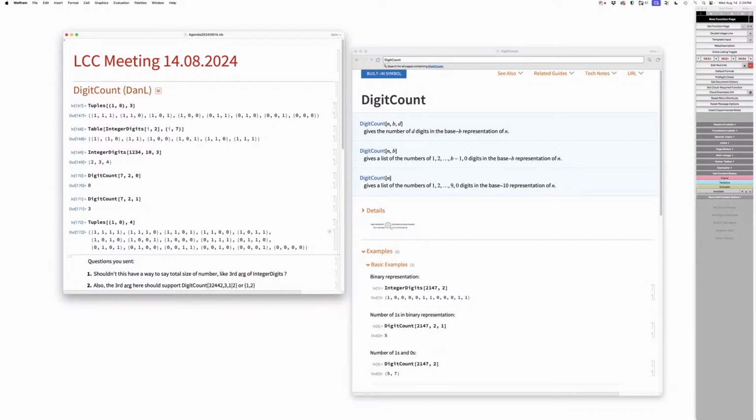I guess this is not difficult, guys. I've run into this several times, and it's not a big deal. I can just do integer digits and count the number of digits, right? It's not a big deal, but it's an obvious thing to have. Make sense? Well, I guess as an optional fourth argument. Yes, that's correct.